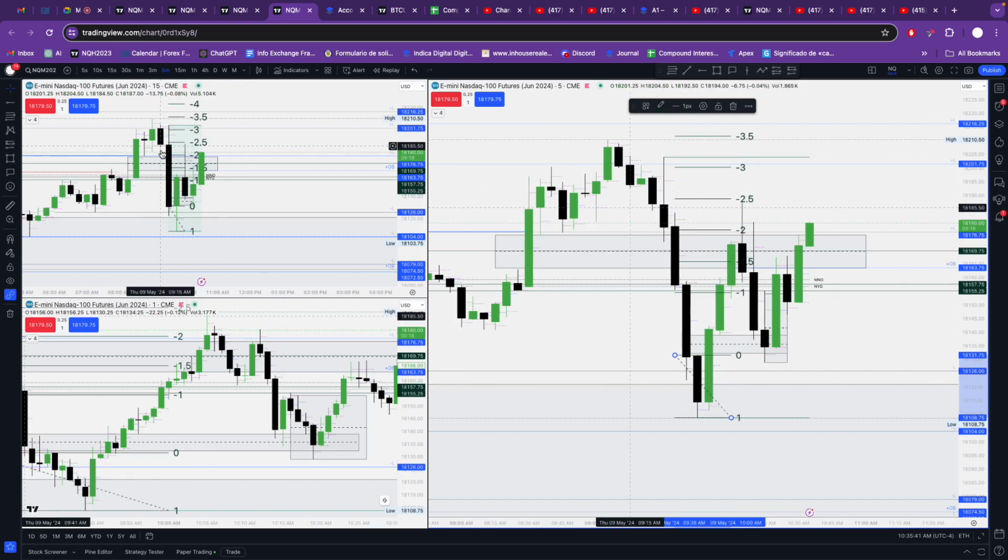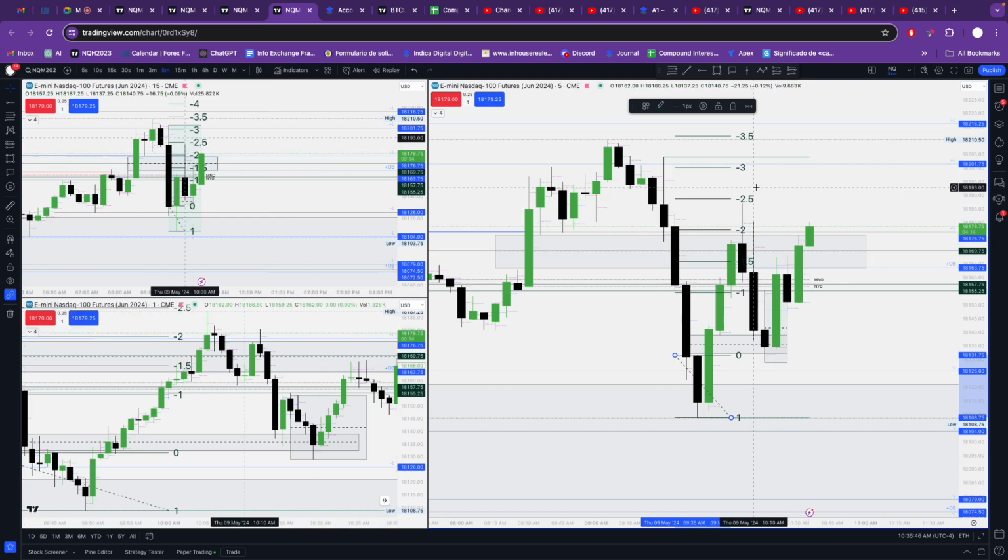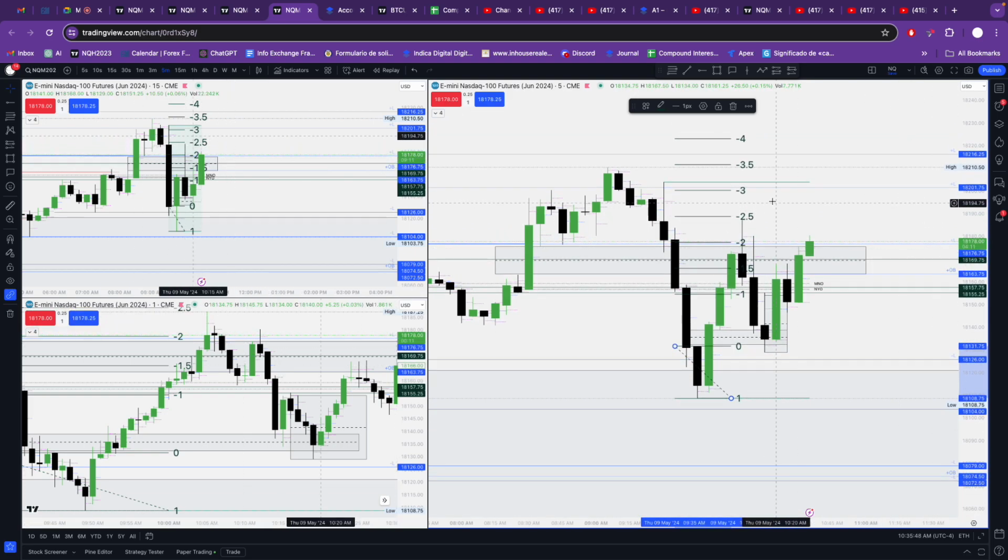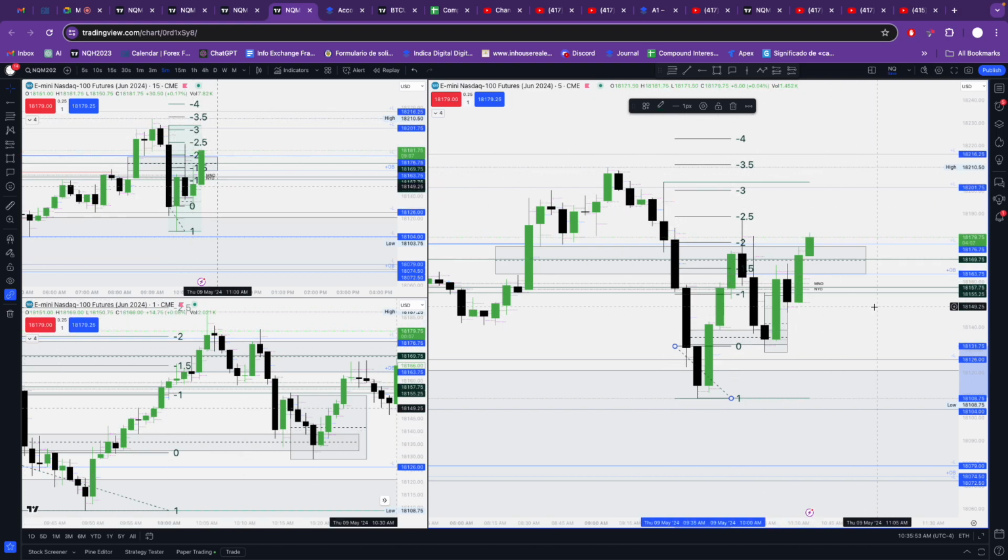And also the reason why I took this was because it's an inverse fair value gap on the 15. Like you said, rely on the 15, rely on the 15. So it's okay. 3.5, yeah, this all lines up. So I think we're gonna continue coming up higher.